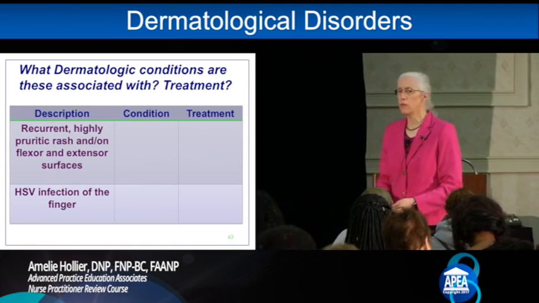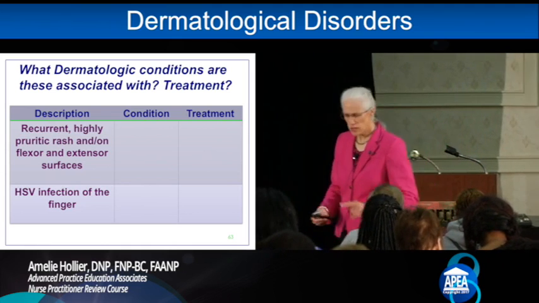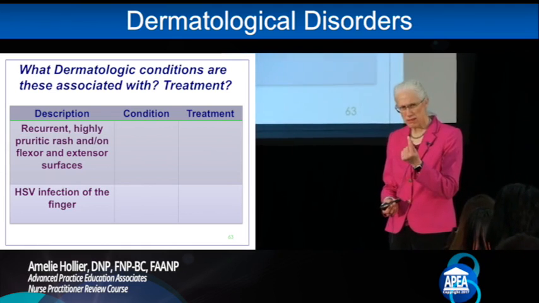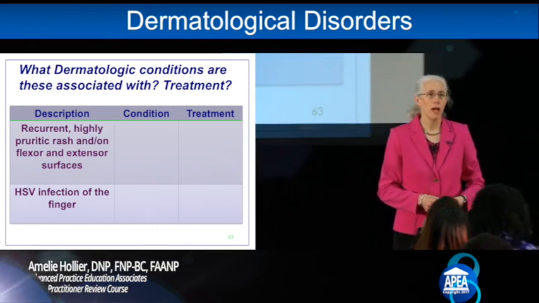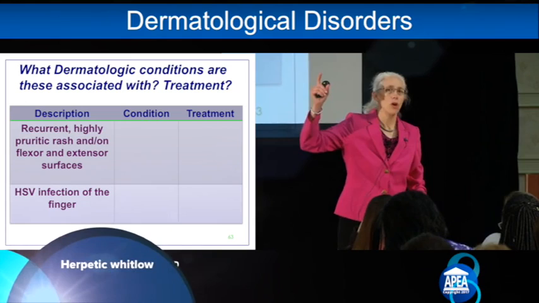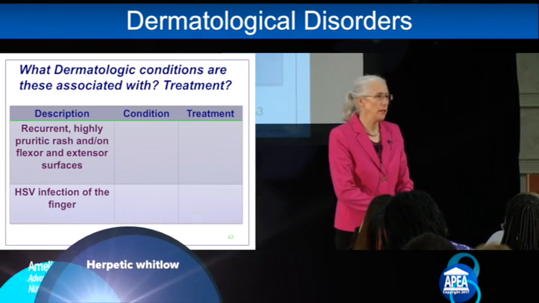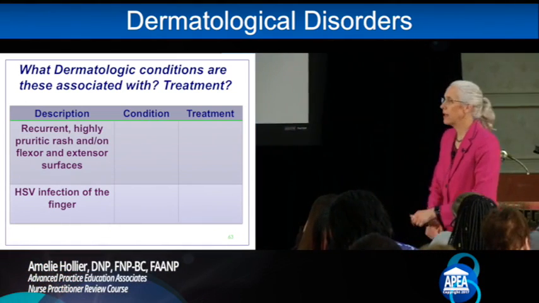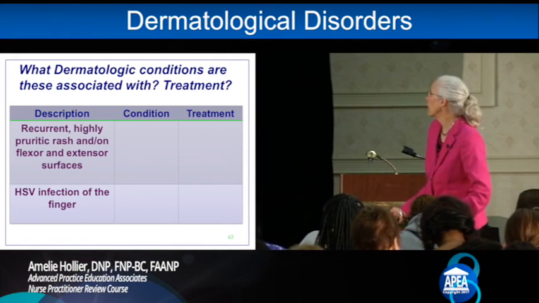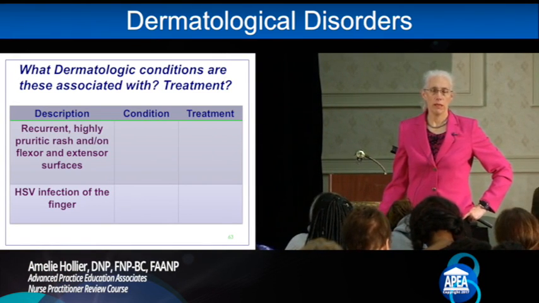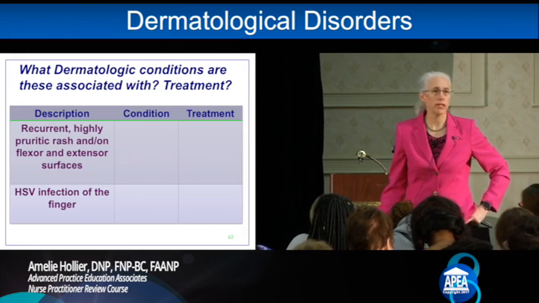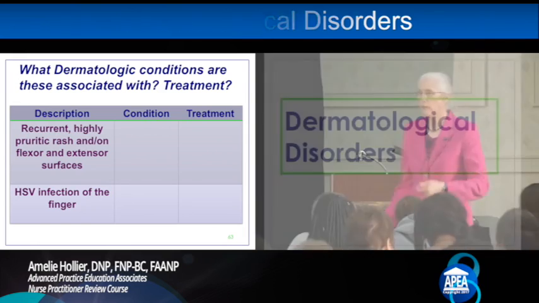HSV infection of the finger. Wait, HSV? You mean like herpes simplex? Mm-hmm. What do we call it when it appears on the finger? Herpetic Whitlow, exactly. W-H-I-T-L-O-W. Herpetic Whitlow. How is that treated? Same way you'd treat herpes anywhere else. How is it treated? An oral antiviral agent.